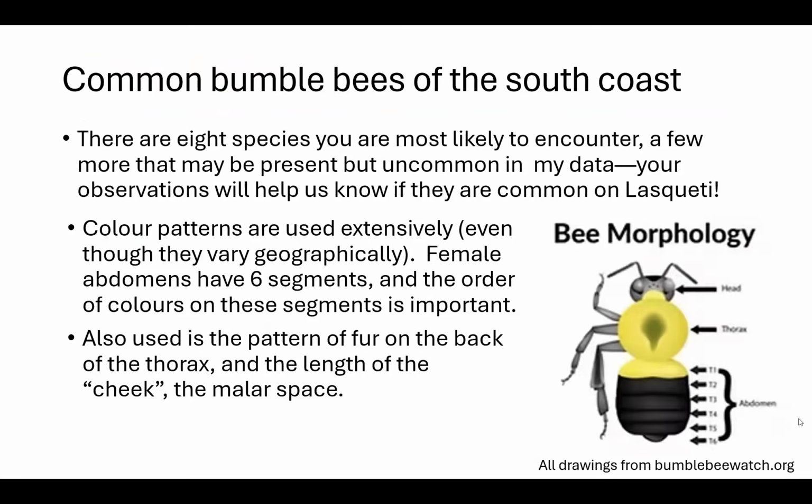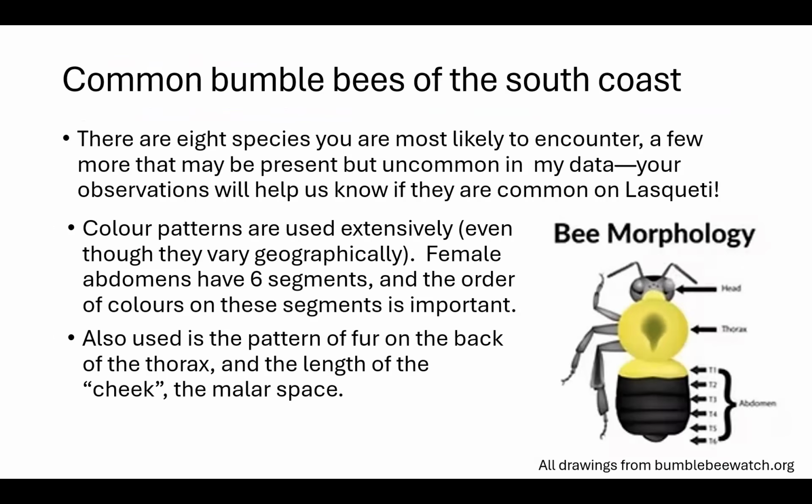I'm going to go through some explanations. I'm sorry this is a bit wordy. There's basically 8 species that you're likely to encounter, a few more that might be present but uncommon in my data here at the South Coast, and your observations will help us know if they're common on Lasqueti or if you've got a different fauna entirely.